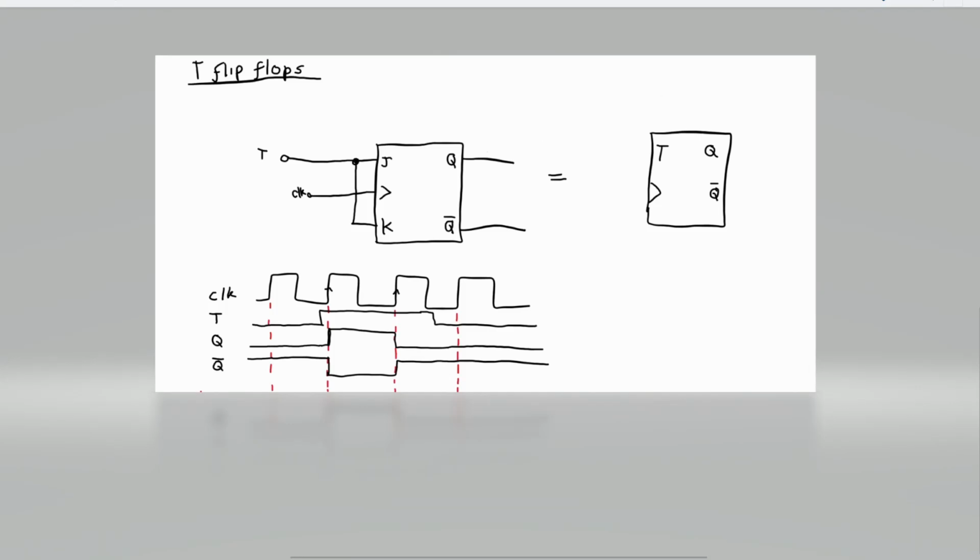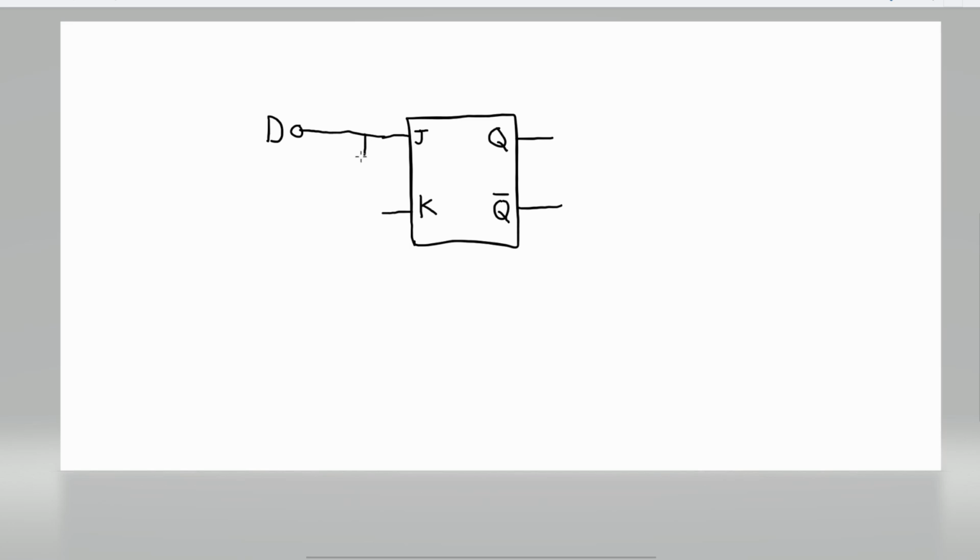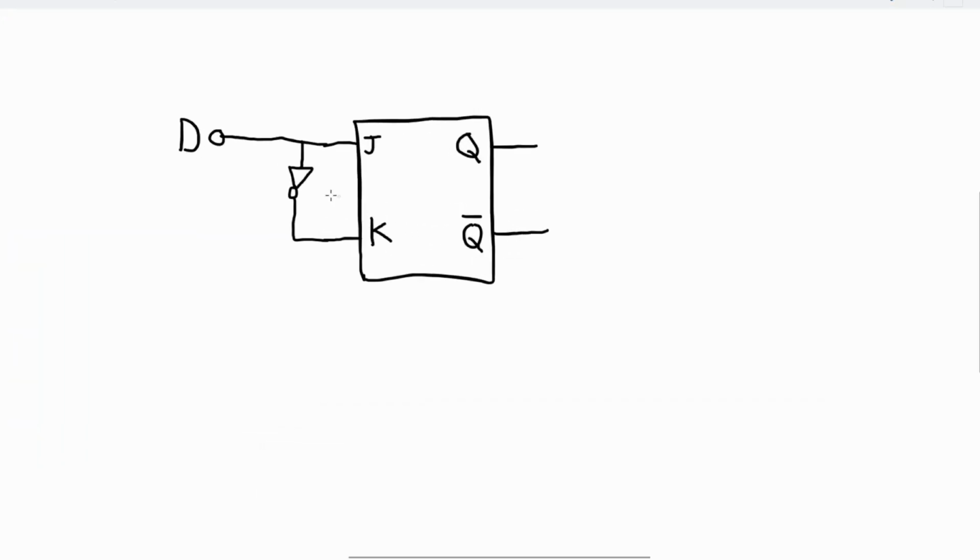Now the most interesting one, and in my opinion the most useful one, is the D-type flip-flop. So let's go onto the D-type. And the D input is going to look like this. This is a NOT gate, and it goes into J and K. And you also have your clock input as well.